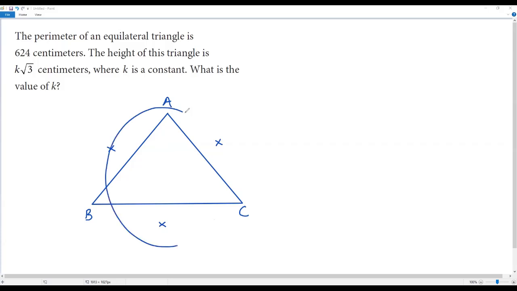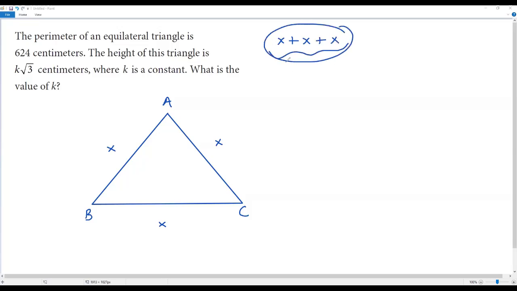Okay, so to get the perimeter of this equilateral triangle, what should I do? I just need to add the lengths of all three sides. That is x plus x plus x. So this expression represents the perimeter, but the perimeter is already given in the question, that is 624. So it can be equated to the perimeter given in the question, 624. Now we can solve for x in this equation.